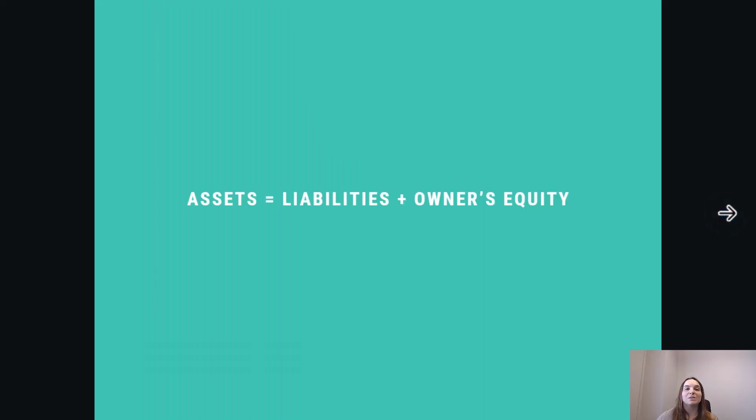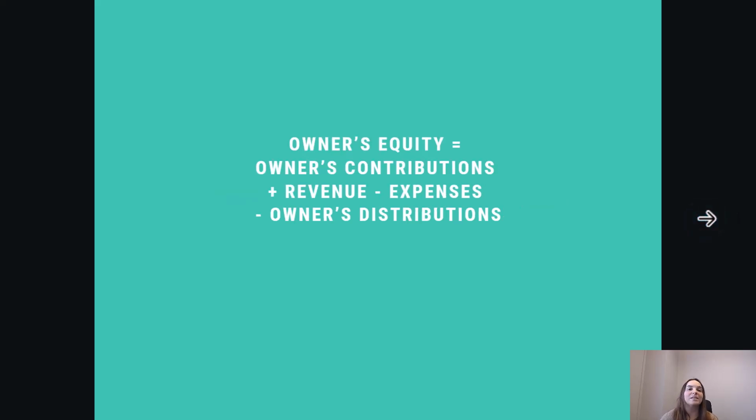So as a reminder, this is your accounting equation. Assets equals liabilities plus owner's equity. This is always, always, always true. Remember, owner's equity is composed of a couple of different types of accounts: owner's contributions, and then we will close the temporary accounts, revenue, expenses, and owner's distributions, into owner's equity. So in reality, we have this expanded accounting equation.